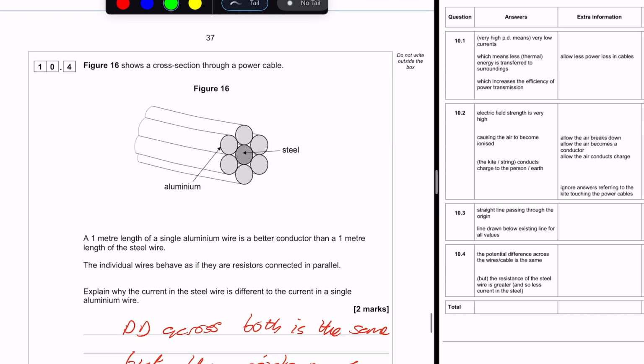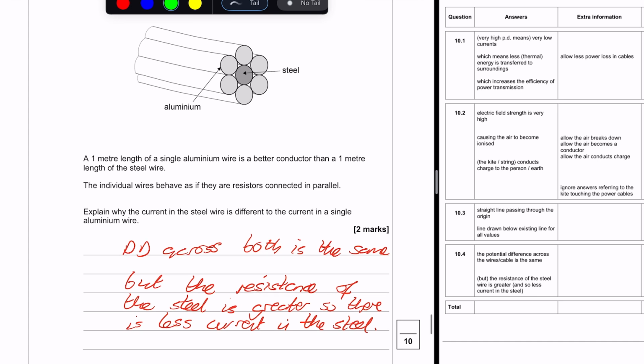10.4, just to finish off, figure 16 shows a cross-section through a power cable. We've got steel core, that's to give it strength, and we've got aluminium around the sides. A 1 metre length of single aluminium wire is a better conductor than 1 metre length of steel wire. The individual wires behave as if they are resistors connected in parallel. Explain why the current in the steel wire is different to the current in a single aluminium wire.